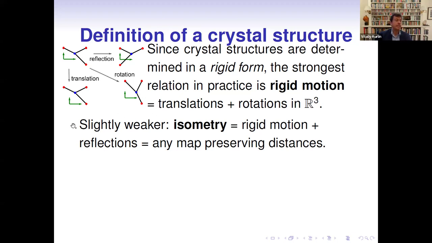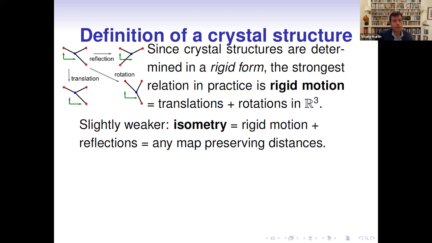There is a slightly weaker relation when we also allow mirror reflections. And in mathematics, it's called isometry or sometimes congruence. So isometry is any composition of translations, rotations, and also reflections. And another definition of isometry is any map or transformation that preserves distances. It's an equivalent definition in Euclidean space.